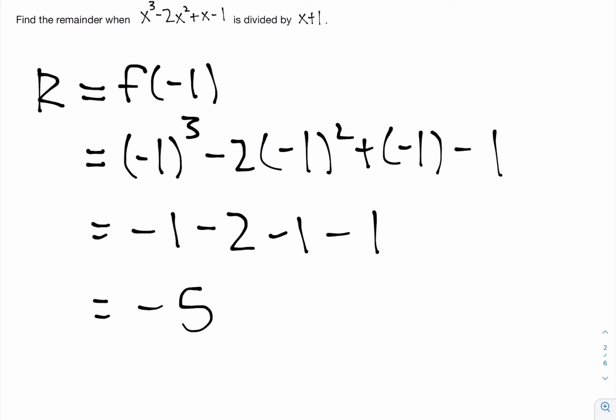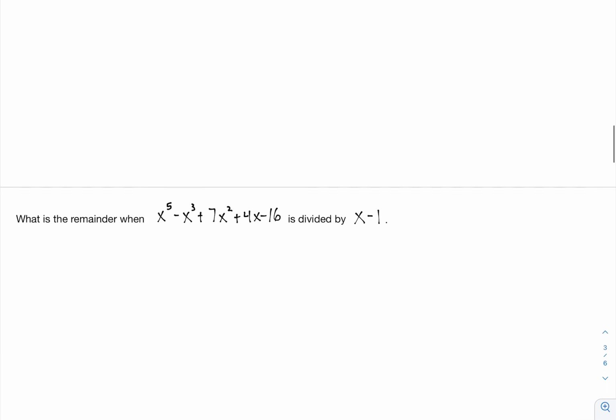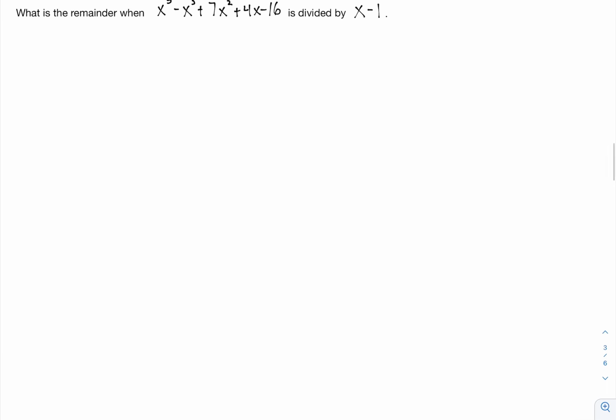Using the remainder theorem, we're not able to find out what the quotient is, right? We don't know the coefficients on the quotient when we divide this by x plus 1, but we know that the remainder is going to be equal to negative 5. Okay, let's do another example here. What's the remainder when x to the 5th minus x to the 3rd plus 7x squared plus 4x minus 16 is divided by x minus 1? So this long ugly thing here is our function, and we're dividing it by x minus 1, our linear factor.